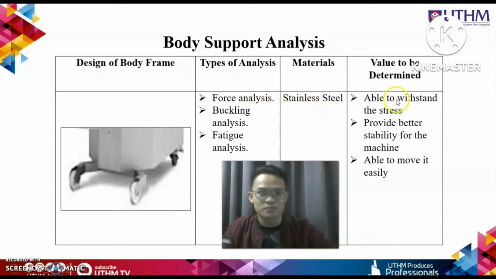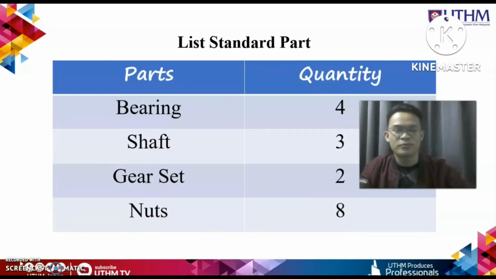The material is determined to be stainless steel, and the value to be determined is being able to withstand the stress, to provide better stability for the machine, and to be able to move it easily. Specific components that are involved in the rotation and mechanism movement of the machine include bearings, with a quantity of 4 bearings. Next is the shaft, which consists of 3 shafts. Next is the gear set. There are 2 gear sets installed in the machinery, and lastly the nuts.